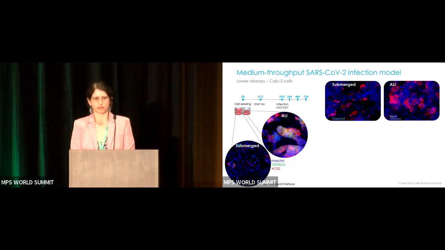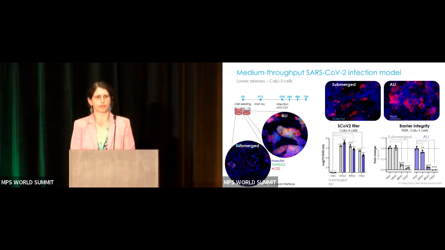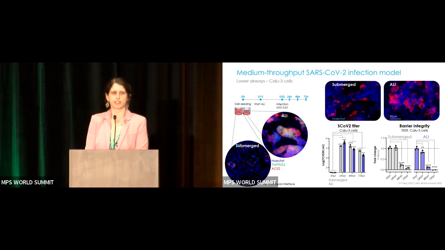And also when we looked at the virus production, these cells are very susceptible to SARS-CoV-2, and we got a very high virus titer already after 24 hours of infection in both conditions. And this coincided with the breakdown of the barrier, so we really observed cell death, and this of course led to the breakdown of the barrier.